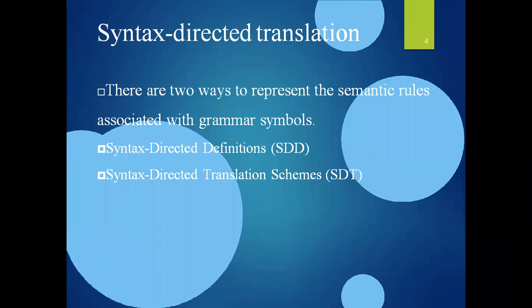Now I'm explaining what the syntax-directed definition is. Having a brief introduction about SDT, that is syntax-directed translation, now we are learning SDD, that is syntax-directed definition. What it means is, in translation we are not directly representing the semantic rules. Here we are following some ways. We need to follow some ways. What are the types of ways? Here we have two types: one is a syntax-directed definition and the second one is a syntax-directed translation scheme.